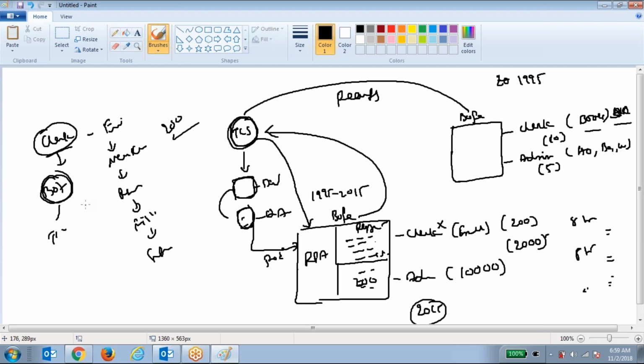Your clerk is doing only 200 registrations in a day, but my bot can do 2000 registrations because my bot will be working 24/7. Your clerk is working only 8 hours a day. You understand, everyone? The next one: my bot will not take any lunch break, coffee break, or tea break. My bots are flexible to work at any time.